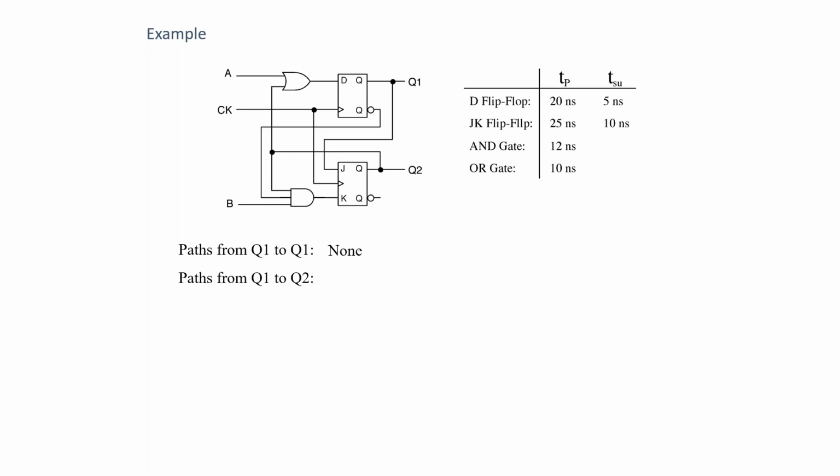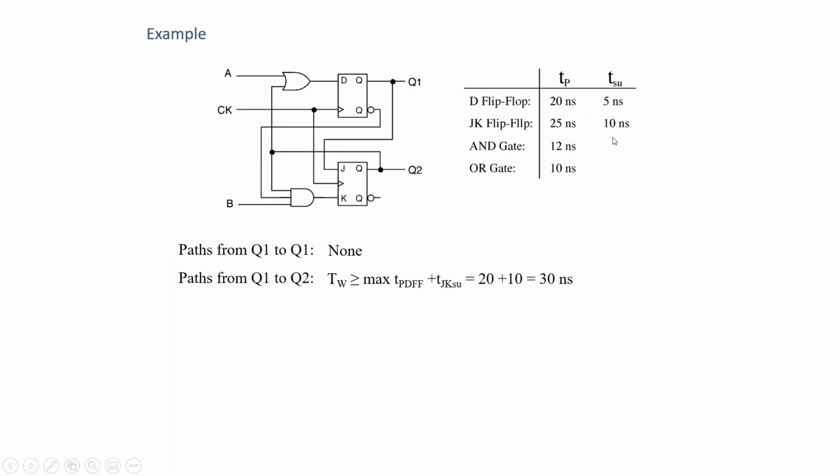Q1 to Q2, we have one path, that is this. Directly it's going to the JK. This Q1 to JK. And in this path, the delay is only the D flip-flop delay, that is called 20 nanosecond. And T setup.